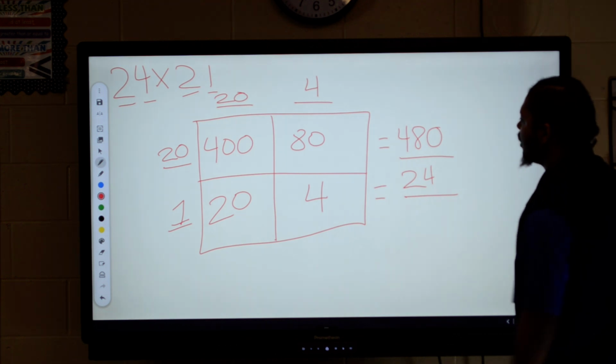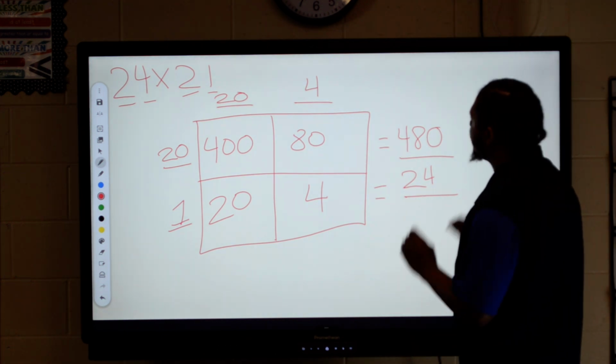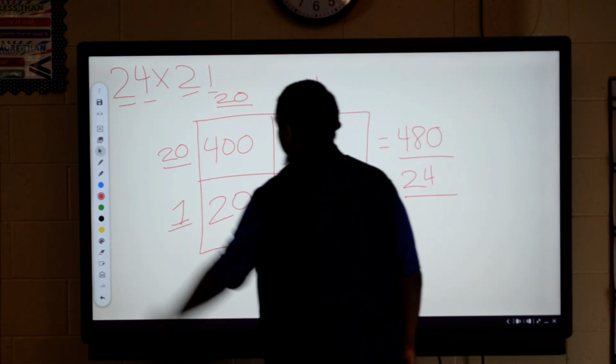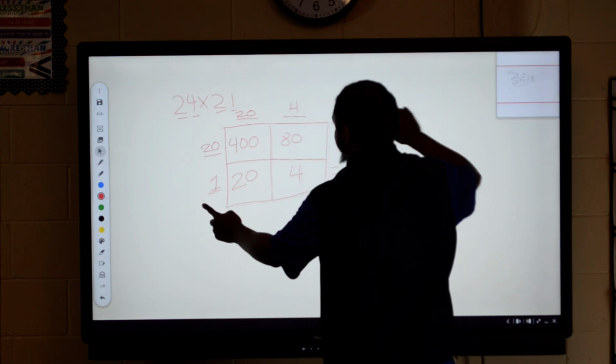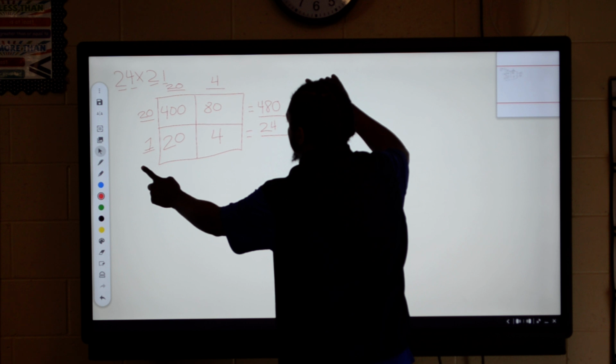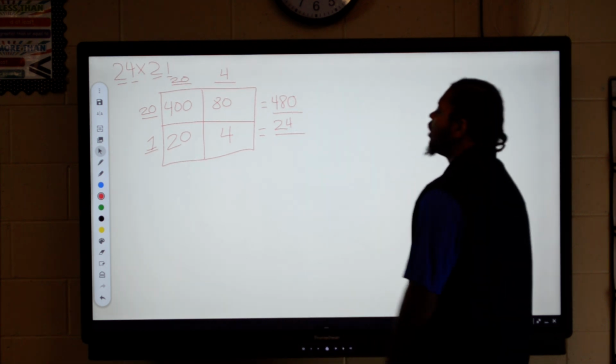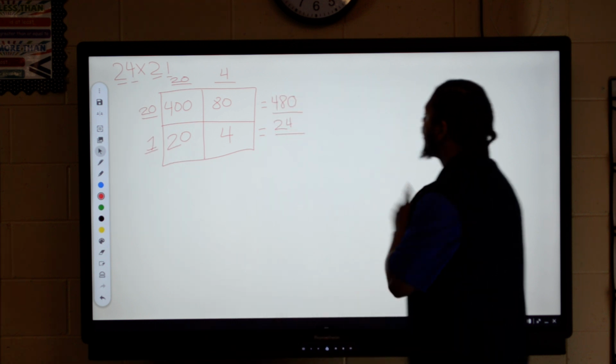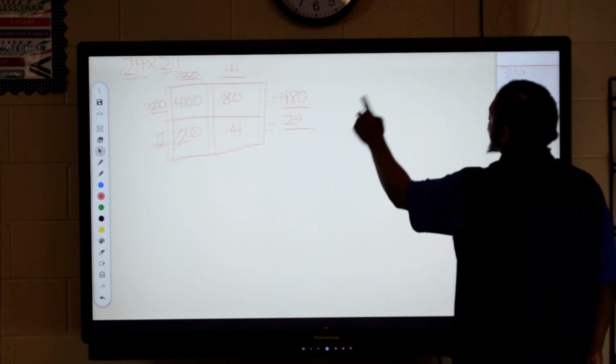Okay, so I'm going to get rid of our area model. I'm going to shrink our area model so that I can do standard algorithm. Okay, so in order to do our standard algorithm, we have to take our problem from horizontal to vertical. And here's how.